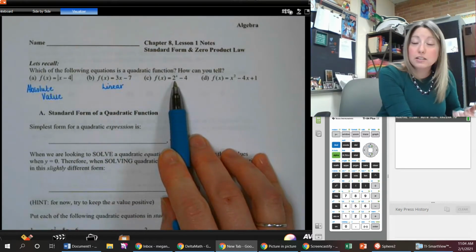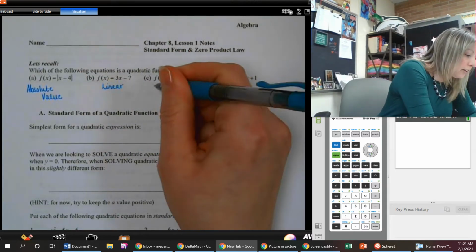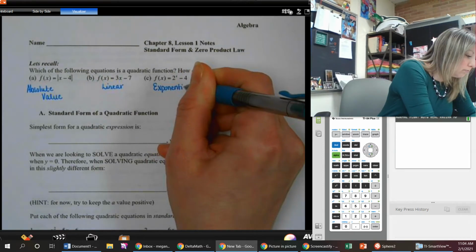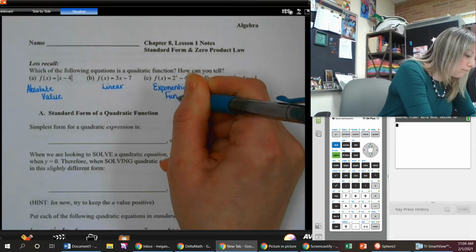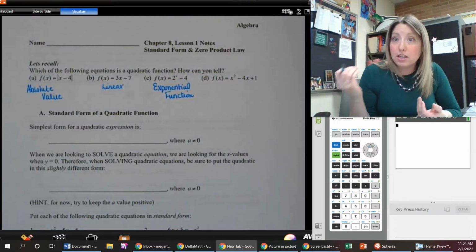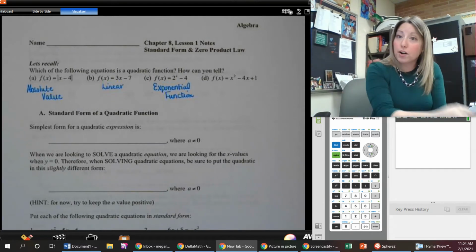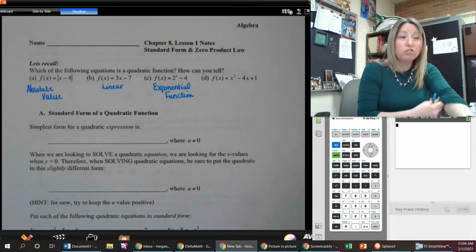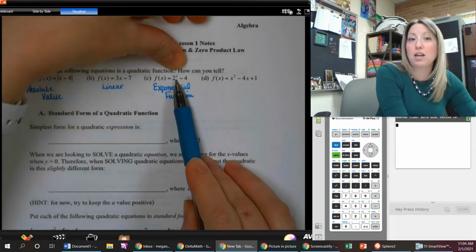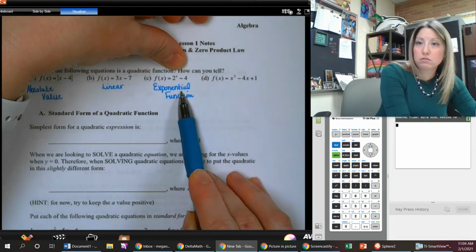Next, because x is actually the thing in the exponent, we call this an exponential function. So this is when the variable is the exponent, and that's what changes throughout all of our changes in our function. Every time our x changes, our y changes and matches, but the x is actually the exponent on a base. That's why we call it an exponential function.